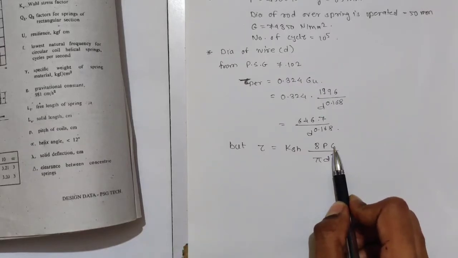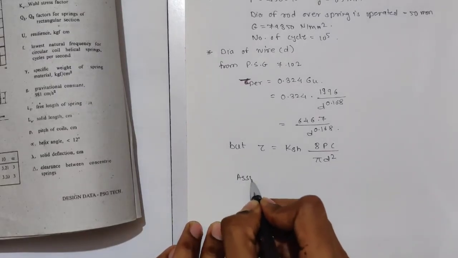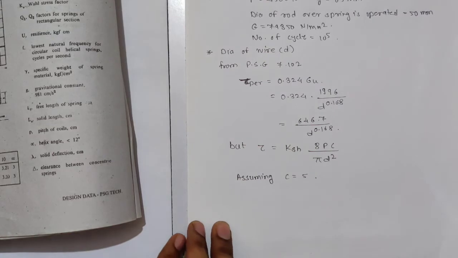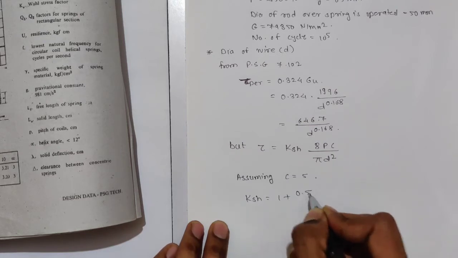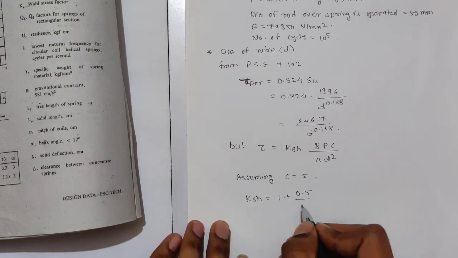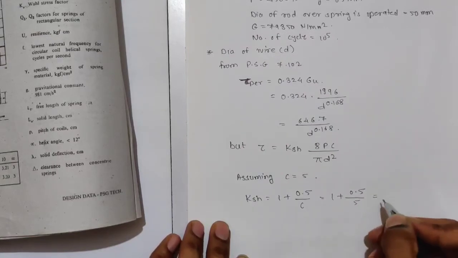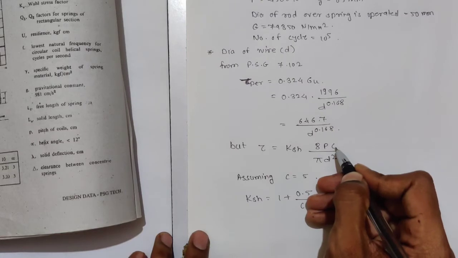Okay, now I'm assuming value c as 5. You can assume any, you can use 6, 7, whatever, but usually try to use 5 or 6. Now what is ksh? It is equal to 1 plus 0.5 divided by c. So it is nothing but 1 plus 0.5 divided by 5, so it is nothing but 1.1. So now you're having ksh value, you know the P value, you know the C value.